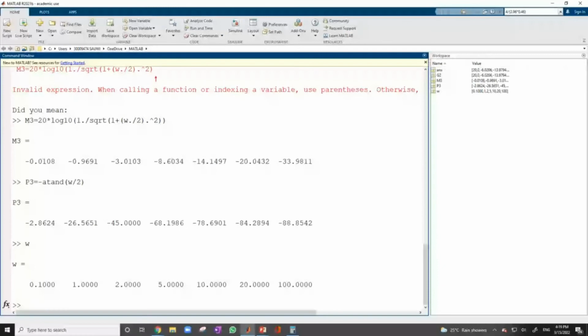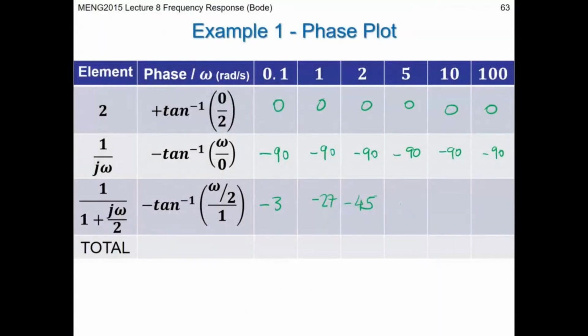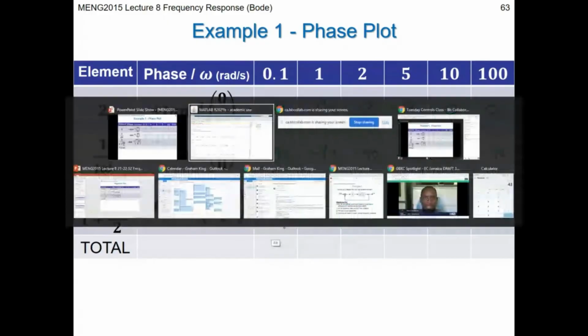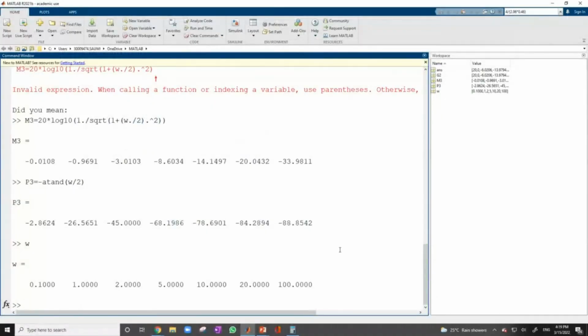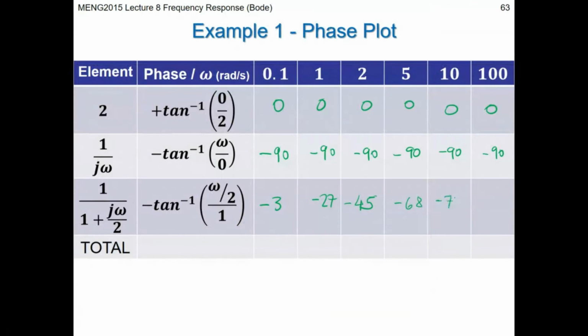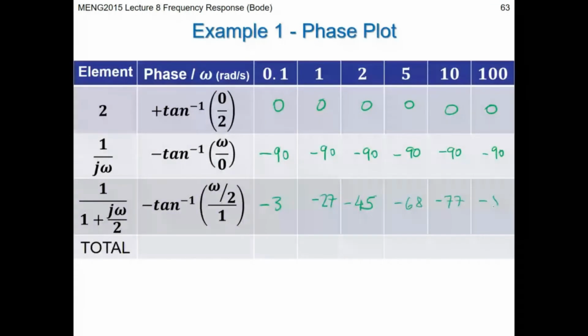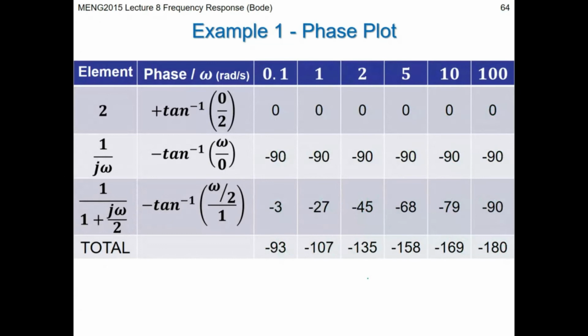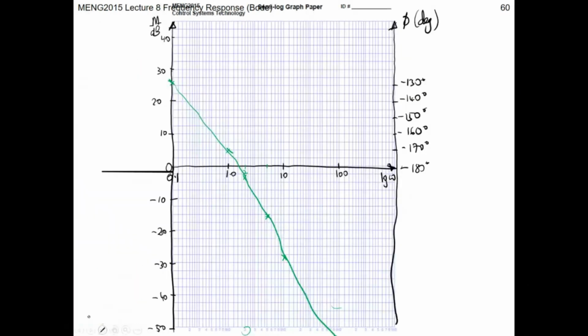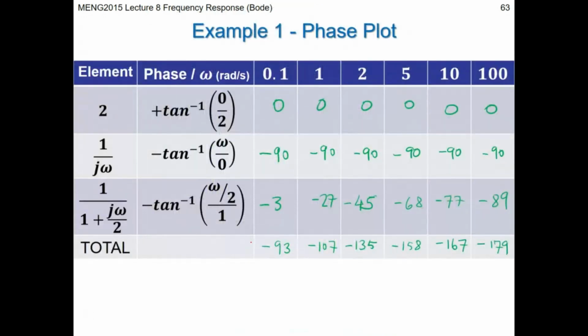Then when we go to 1.1125 is -68, 10 is -77, and 100 is -89. So we're going to add these up. Now I'm going to use this, do my phase plot on here. So we've got -93, 107, 135.